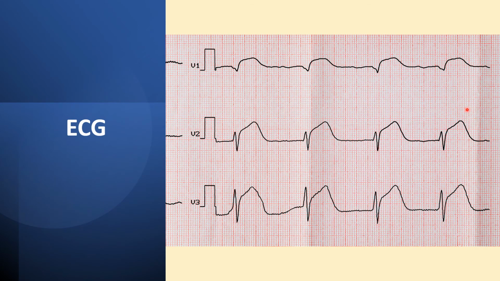This is the example of anteroseptal MI. Here we see ST segment elevation at least 2 to 3 millimeters in leads V1 to V3.